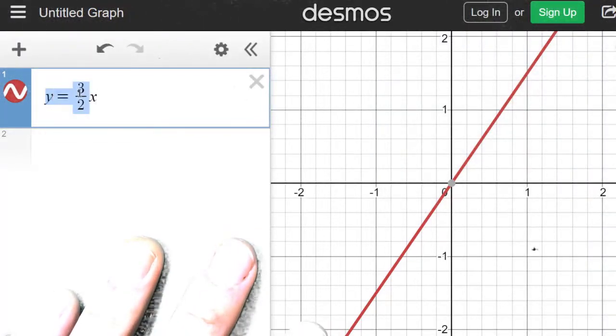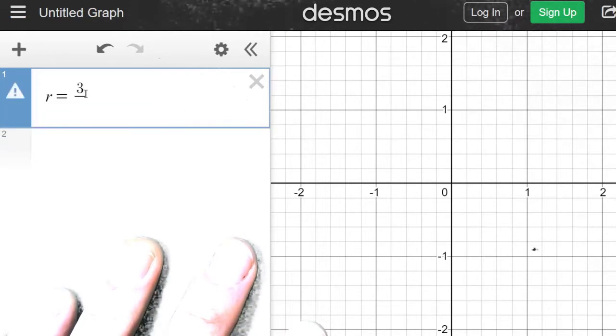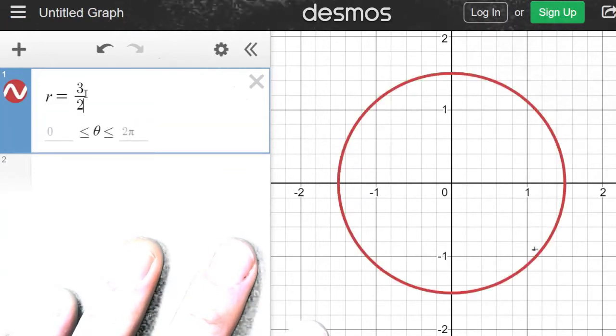Well, what if we start using polar coordinates? What if I say r equals, let's say, 3/2? Think about what we're going to get here. Let's work this out. Remember what polar coordinates specify? Well, r specifies the distance from the origin. So if I say r is equal to 3/2, I'm looking at all points whose distance from the origin is 3/2. So think about what that's going to make before I type it in here. And if you had guessed a circle, then you were right. The set of all points with distance 3/2 from the origin is just a circle.